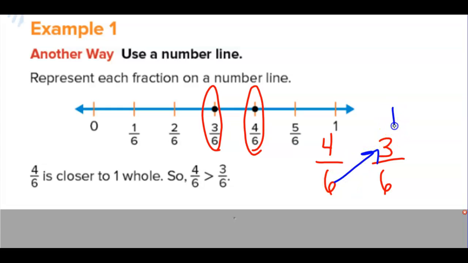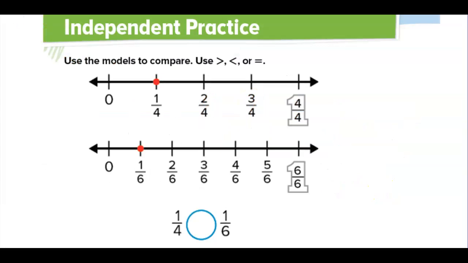6 times 3 is 18. 6 times 4 is 24. Ignore the fractions at the bottom for a moment. If you were just going to compare the number 24 to the number 18, 24 is greater than 18. So that means the fraction under the 24 is greater than the fraction under the 18. 4/6 is greater than 3/6. And we can definitely see that on our number line as well.